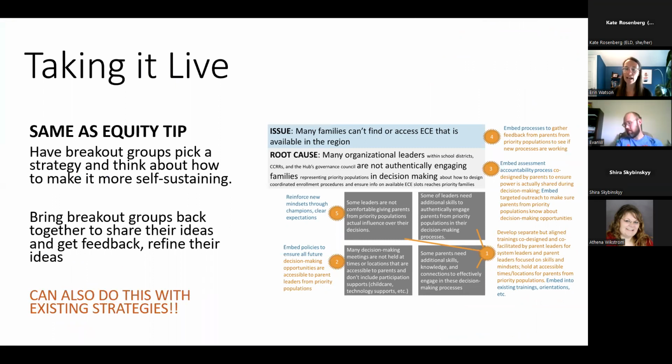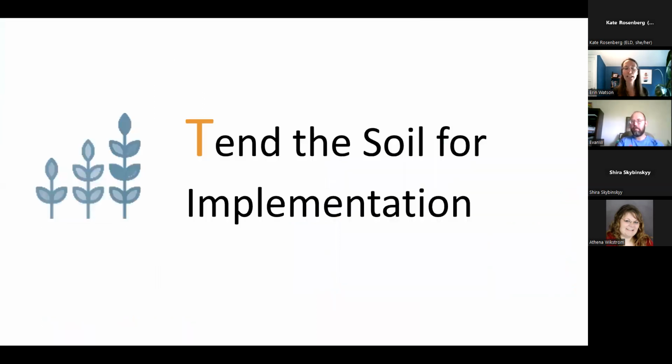Okay, Evan made the perfect lead-in to our last tip, which is about tending the soil for implementation. This used to be tilling the soil. That was my first word. But I have a farmer friend who I was talking about this with, and they said tilling is actually out of vogue because if you till it up, if you mess it all up, you're disrupting some of the good stuff that's going on. So instead they call it tending. You're doing what's needed, but you're leaving what's working. So, tending the soil. I learned something important this time.